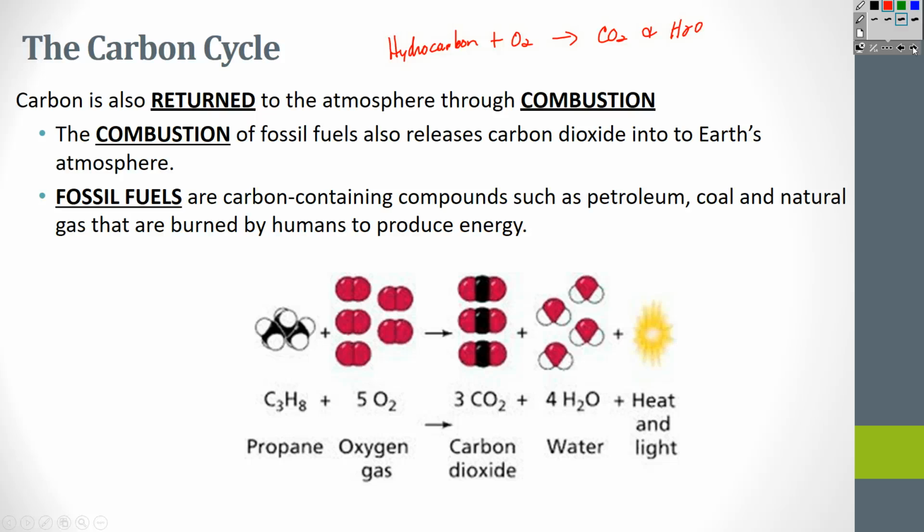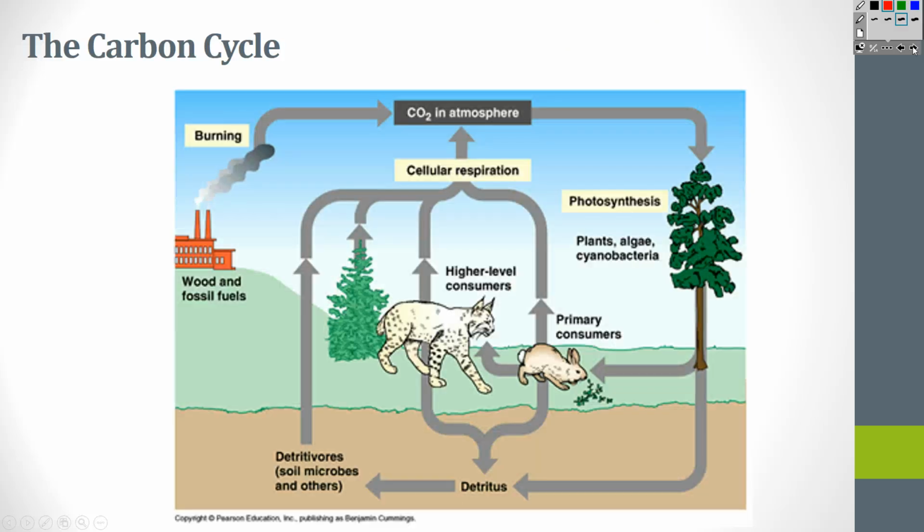Remember, fossil fuels are basically fuels from living things. Usually our fossil fuels that we burn are like gasolines and oils and things like that, and those come from dead dinosaurs, dead plant life, things that were living at one point in time that died a long time ago. But you could also have combustion of forests. So a forest fire could be an example of a way to return carbon back to your atmosphere.